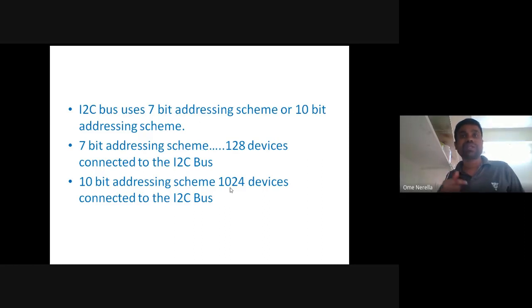It is a multi-master protocol, meaning more than one device can act as a master. Using this scheme we can connect 128 devices or 1024 devices. If you are using the 7-bit addressing scheme, we can connect 128 devices. If it is the 10-bit addressing scheme, 2 power 10 means 1024 devices. It has two lines responsible for communication: the serial data line and the serial clock line.